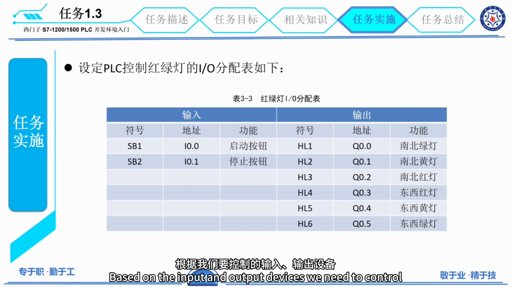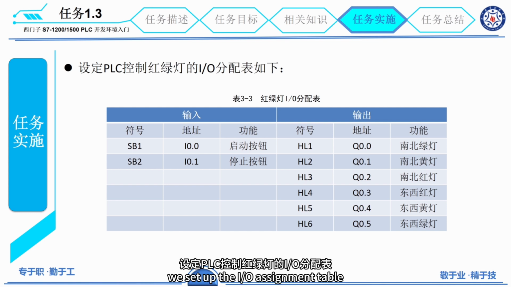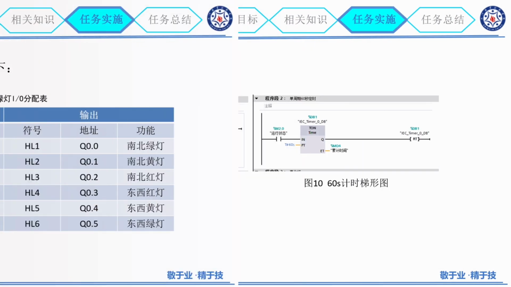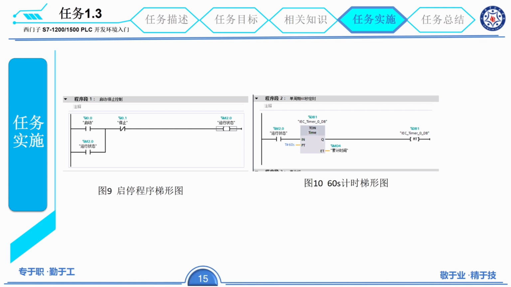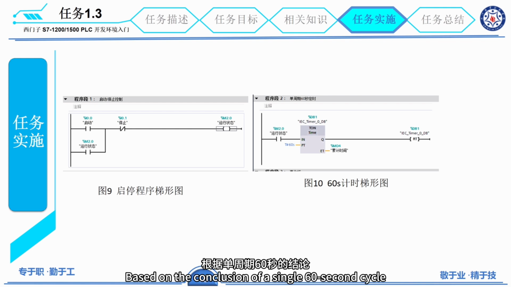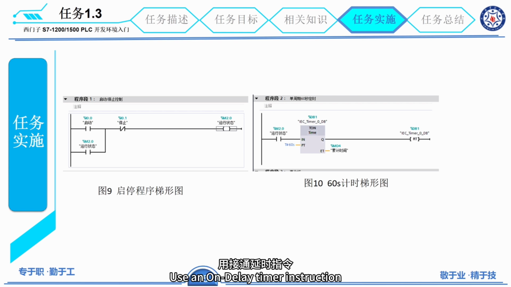Based on the input and output devices we need to control, we set up the I/O assignment table for the PLC controlling the traffic lights, and use the most common self-latching program to implement system start and stop. Based on the conclusion of a single 60-second cycle, use an on-delay timer instruction to obtain an accumulated time parameter, MD4.